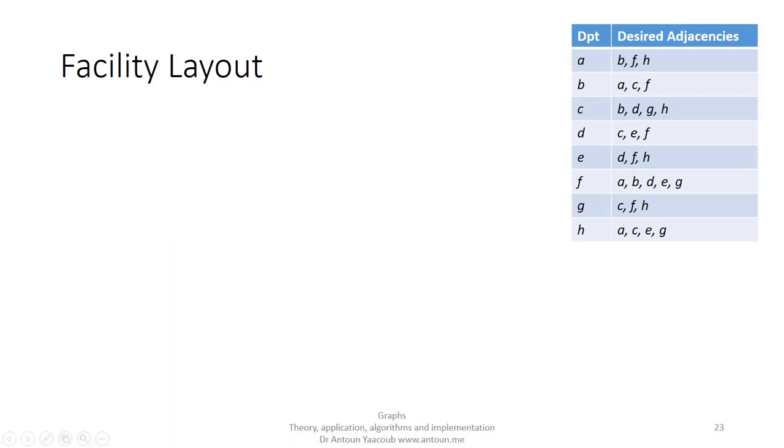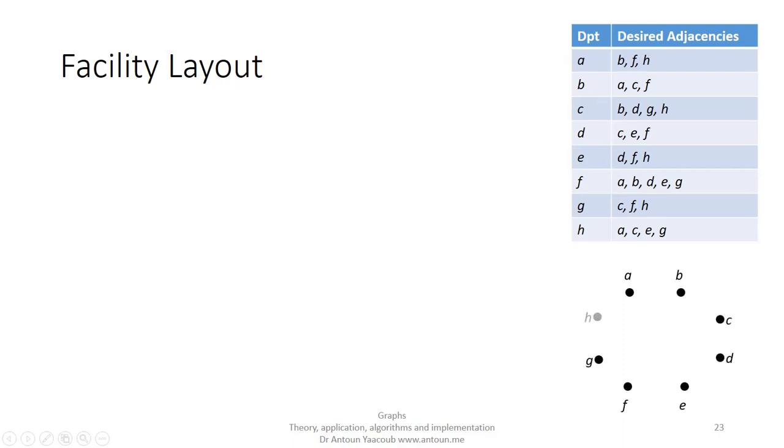Let's take an example here. Suppose that we have 8 departments or 8 stores, labeled A to H, planned within a new department store, and the desired adjacencies are as described in the table. We like to have A next to B, F, H and B next to A, C, F and so on. First we need to draw the graph with vertices corresponding to the departments and each edge corresponding to an adjacency. This is easy to see.